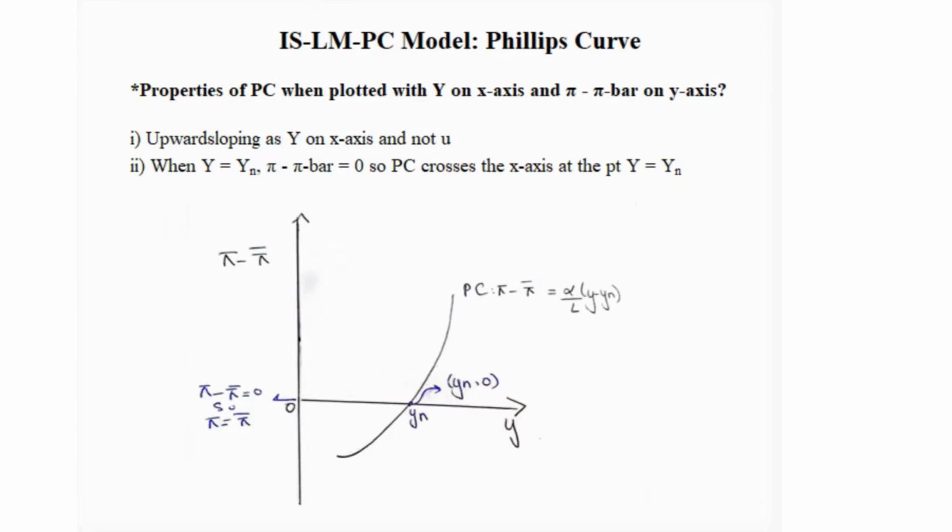Now, the first property is that it's going to be upward sloping, as we have y on the x-axis and not u. Since, as mentioned, we want to align the x-axis of the Phillips curve with the x-axis of the IS-LM model, which has output on the x-axis, so that we can plot them together.